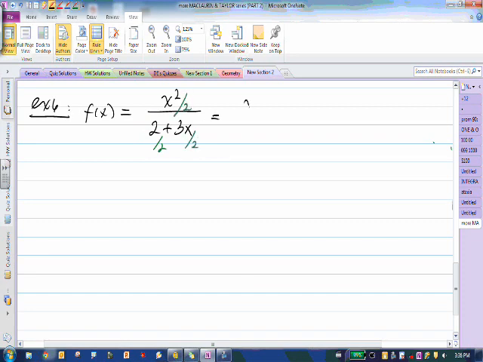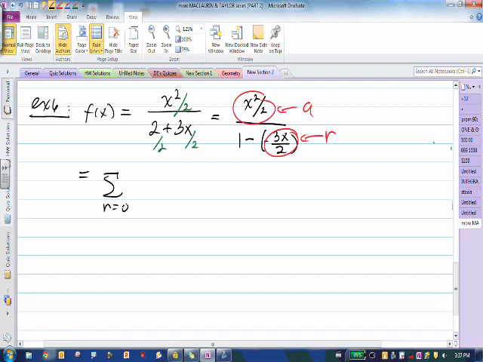So then the form we'll have is x squared over 2 all over 1 minus negative 3x over 2. So you can clearly see, here's your a, and here's your r. So if I plug it into the geometric series form, it's going to be sigma n equals 0 to infinity, x squared over 2 times negative 3x over 2 to the n. Now simplifying that requires a little bit of algebra, so we'll go sigma n equals 0 to infinity.